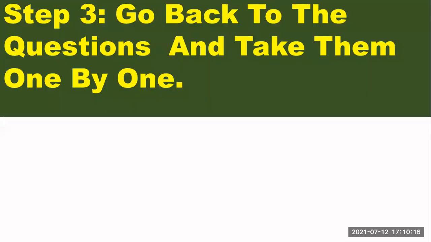Step number three, go back to the questions and take them one by one, because the comprehension questions are usually many. You have A, B, C, D, E, F, G, H, sometimes up to H. Because there are many, you cannot memorize them and begin to answer them offhand. You have to go back to the questions, take question A, and then go back to the passage and answer it. Then you will shuttle between the questions and the passage. So go back to the questions and take them one by one.